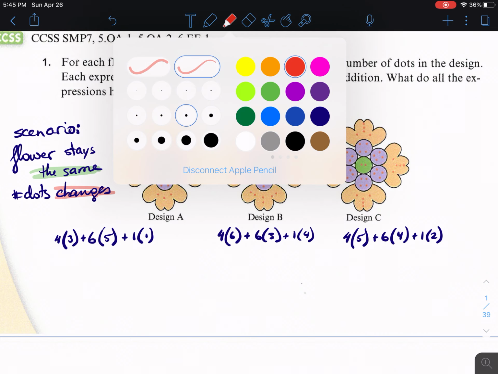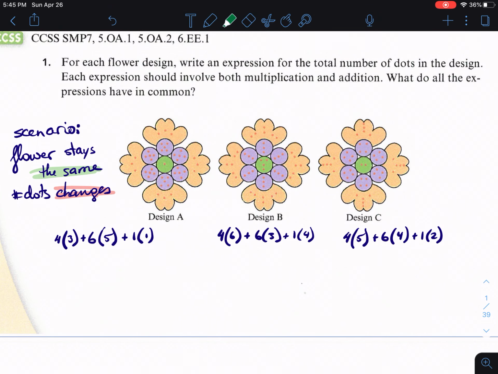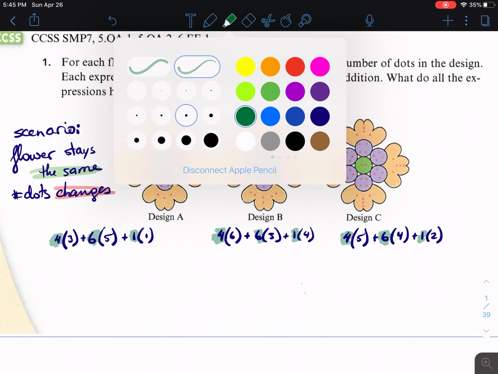let's see if we can make the same kind of identification in the formulas that we have come up with, or in the expressions that we've come up with. So what stayed the same? Do you see that we have the 4 times 3? The 4 came from the fact that there were 4 orange petals. And in fact, there are 4 orange petals here and 4 orange petals in this design C as well. Do you notice that for the purple circles, we had 6 of them throughout in all designs? And the green circle, we had only 1 of them in all designs. So those are the numbers that stayed the same.